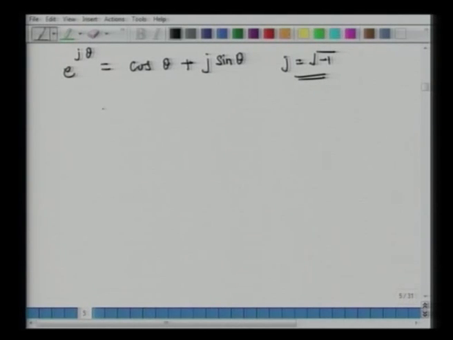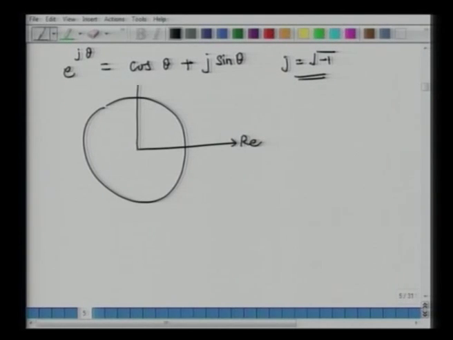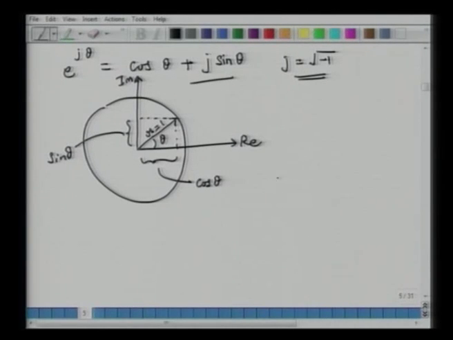So if I represent this graphically, I have a real axis, I have an imaginary axis, I have a vector of radius r equals 1, and this angle is theta. So if I draw a normal here, this value, which is along the real axis, is cosine theta, and the vertical component is sine theta. So this is my function and this is its graphical representation.